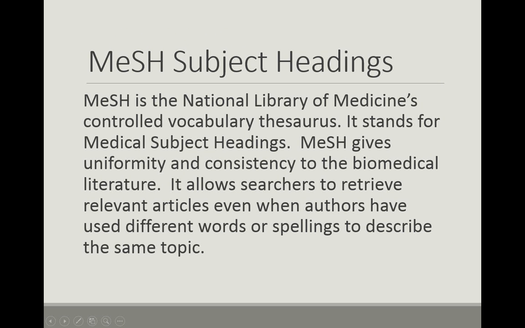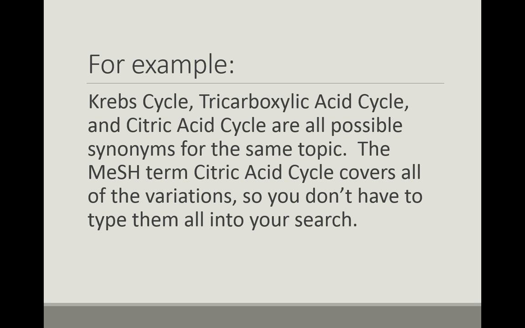MeSH is the National Library of Medicine's Controlled Vocabulary Thesaurus. It stands for Medical Subject Headings. MeSH gives uniformity and consistency to the biomedical literature and allows searchers to retrieve relevant articles even when authors have used different words or spellings to describe the same topic. For example, the MeSH term citric acid cycle covers all of the variations for the term Krebs cycle, so you don't have to type them all into your search.